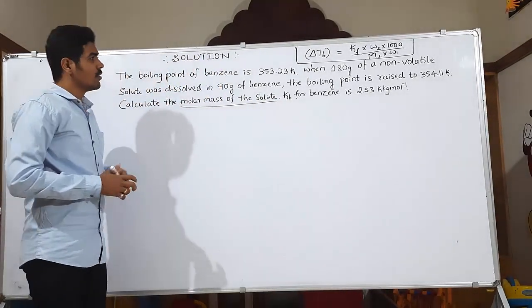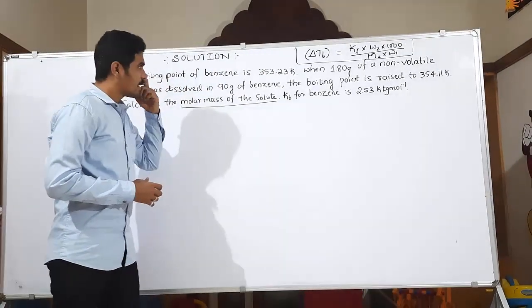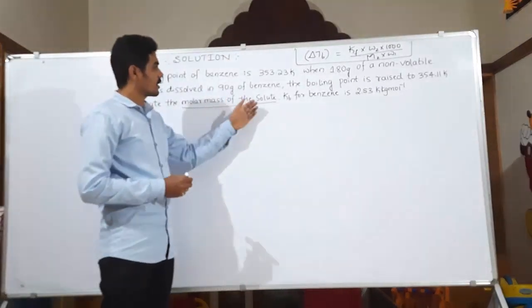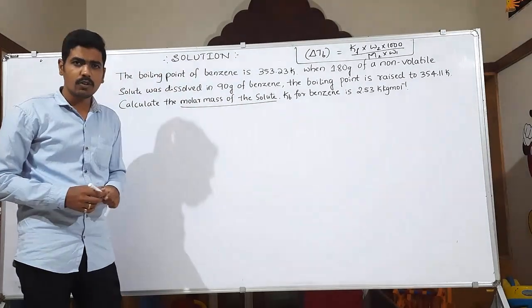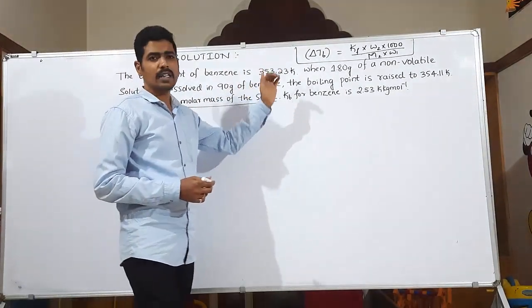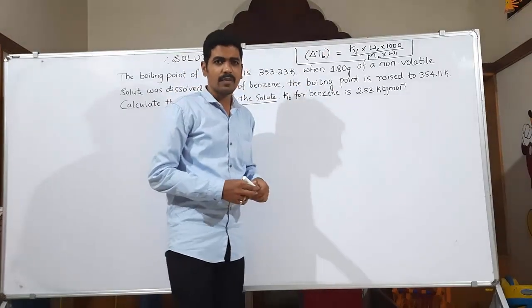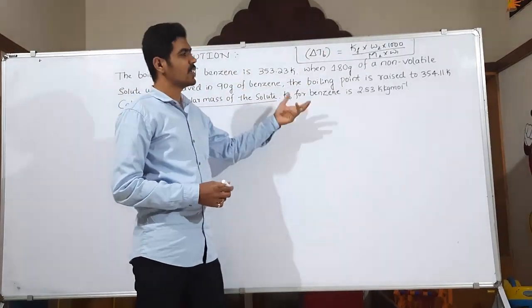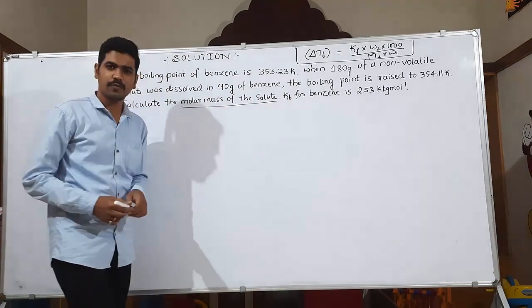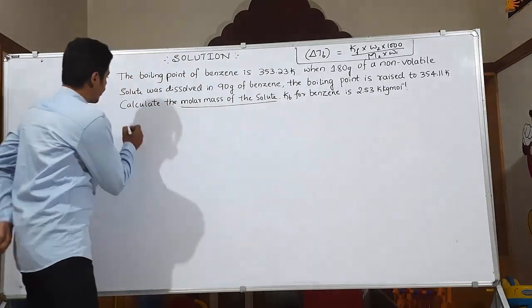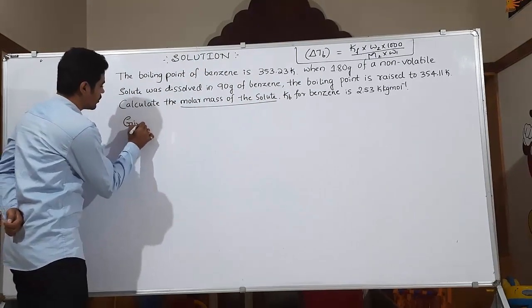Okay, so to get the molar mass of the solute, first write down what they have given. After that, we will use this formula, and then on simplification, we will get the molar mass of the solute. So what they have given, write it down.